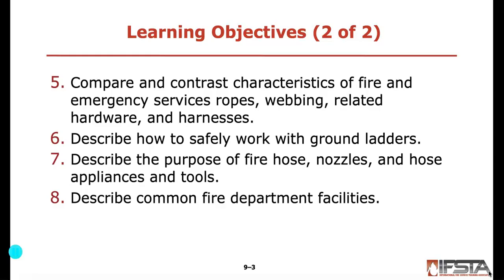We're going to look at ground ladders. Ground ladders are how we access buildings. Most commonly, we use ground ladders to get on the roof for vertical ventilation. And then there's other forms of access, window access, and also can be used for rescue. We're going to look at our fire hose, our nozzles, and our hose appliances. An appliance is basically anything that water is going to flow through, and then some of the other tools. And we'll finish off by looking at some of our common fire department facilities.